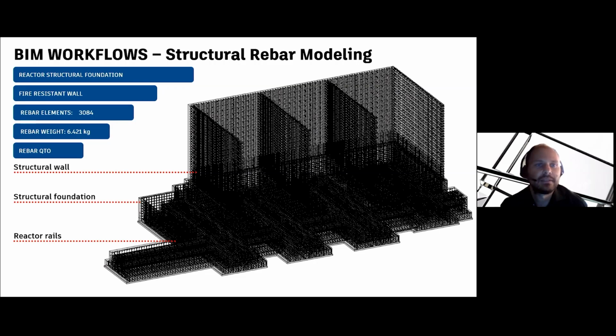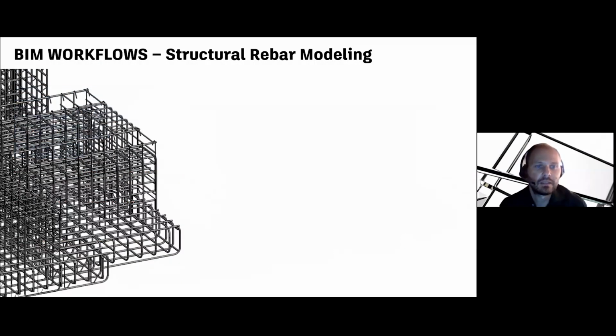On the left, we can see some information about the rebar. For this part of the project, we had rebar elements for a total of about 3,000, with a rebar weight of roughly 6.5 tons, and we use this information, this 3D visualization with schedules and sheets, to have the final rebar quantity takeoff for cost estimation. And this is one of the parts of the project. This is a zoom in of the structural foundation for the reactors.